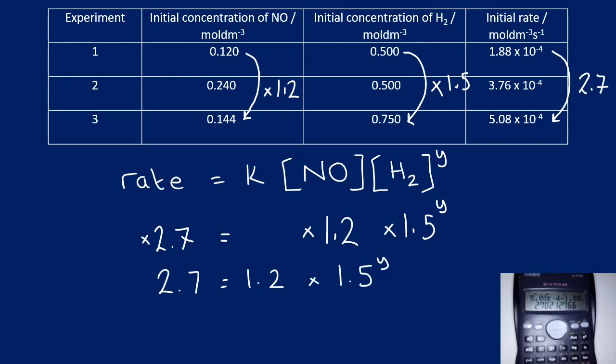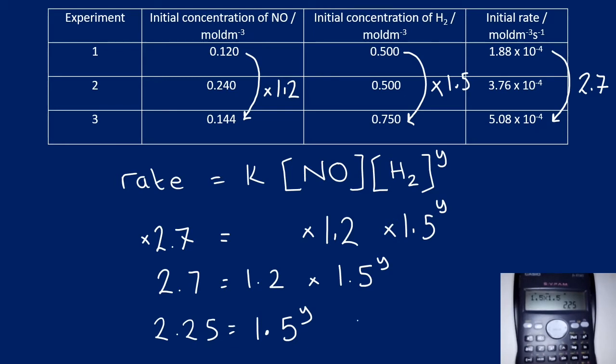So I'm going to divide both sides by 1.2 to remove the 1.2 from the right. So 2.7 divided by 1.2 is equal to 2.25. So we've removed the 1.2 from the right now because I've divided both sides by 1.2. So we know already that it can't be zero order, because if it was zero order, it would be equal to 1, and it's not. If it was first order, we'd have 1.5 is equal to 1.5. We don't. So let's see what happens if we do 1.5 times 1.5, which is 1.5 squared, we get 2.25.